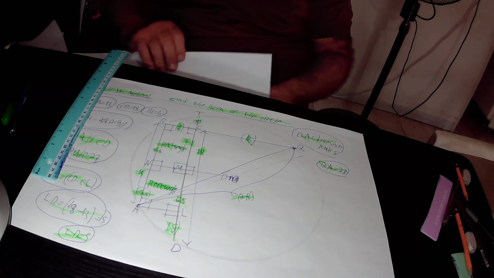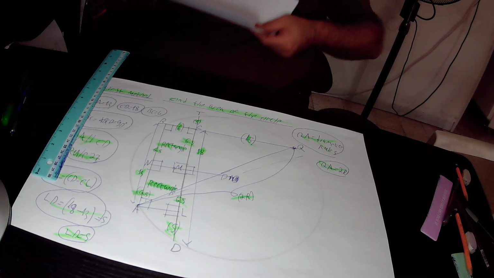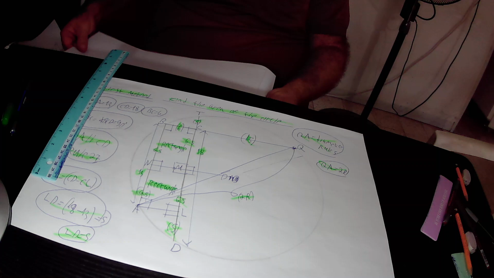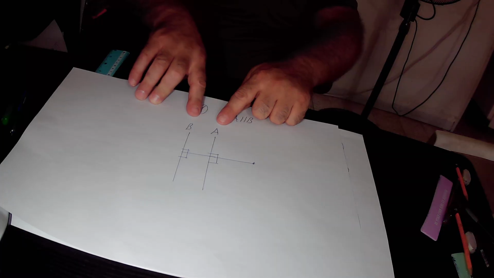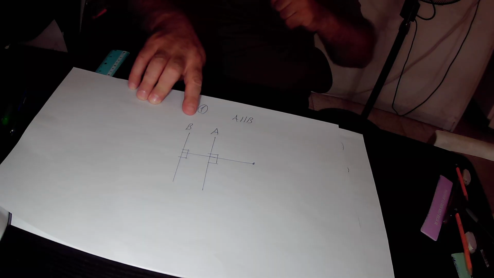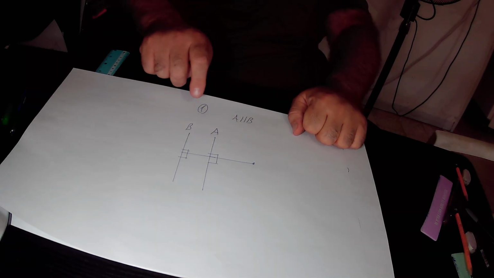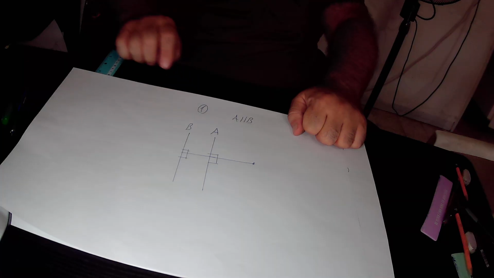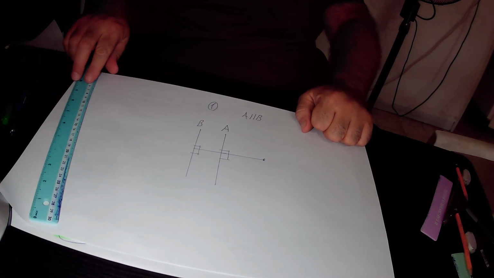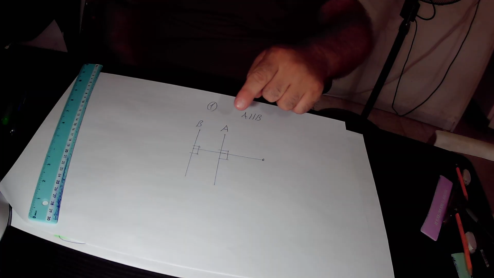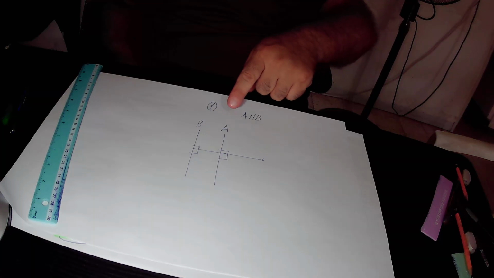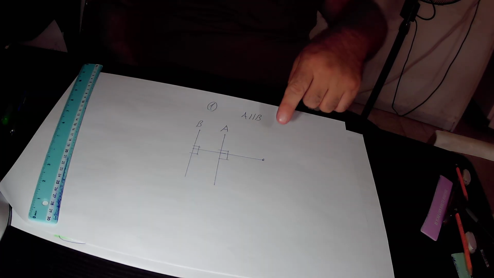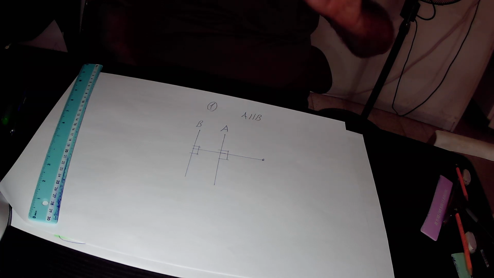And we have the rule that if line A is parallel to line B, then the perpendicular to line A will also be perpendicular to line B. Again, if two lines are parallel to each other, the perpendicular to the first line will also be perpendicular to the second line.